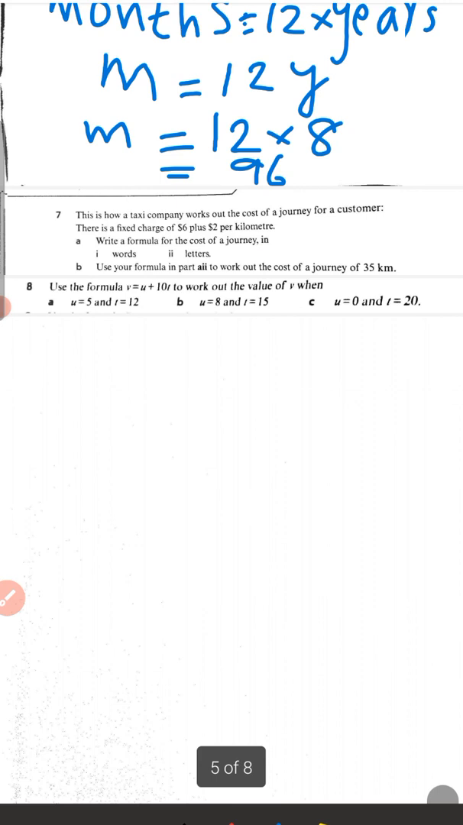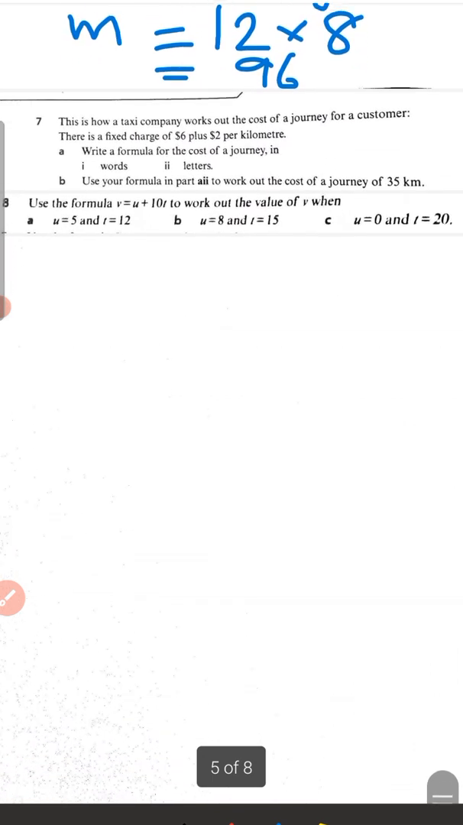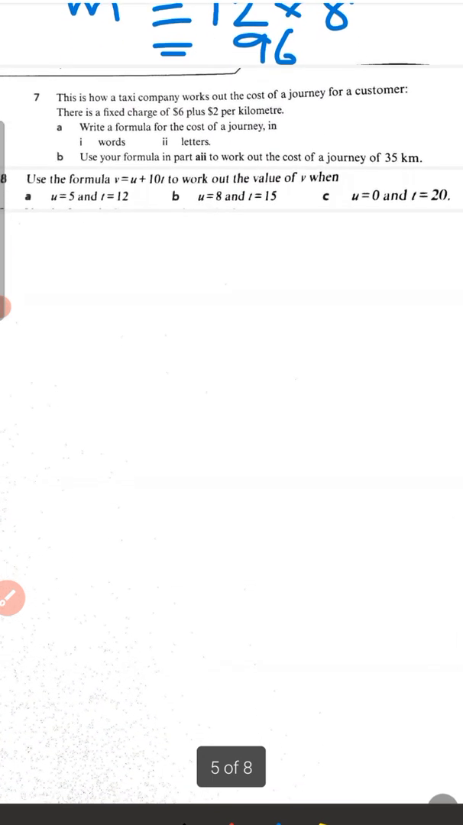Now our next question is, this is how a taxi company works out the cost of a journey for a customer. There is a fixed charge of $6 plus $2 per kilometer. Write a formula for the cost of a journey in words and letters.